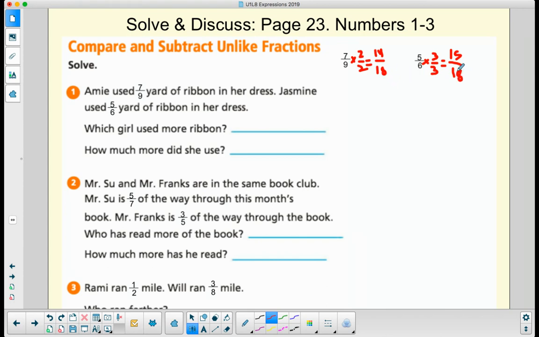Now, once I have common denominators, all I have to do is compare numerators. Having 14/18 is less than having 15/18. So, which girl used more ribbon? The girl that used 5/6 is Jasmine.